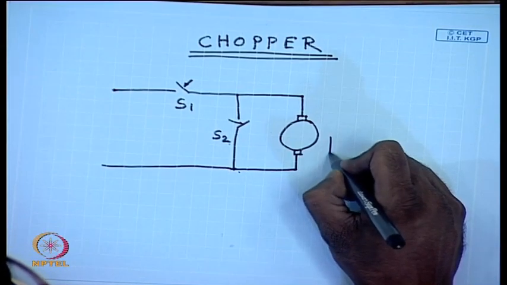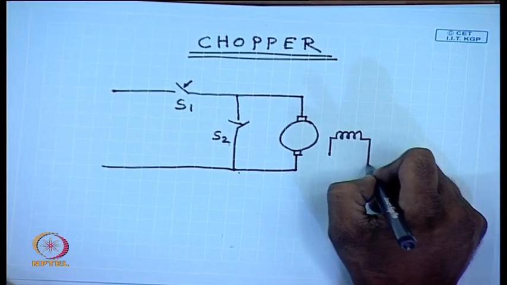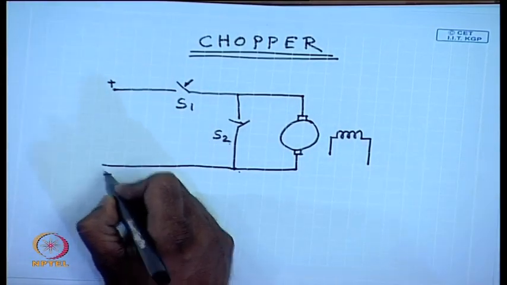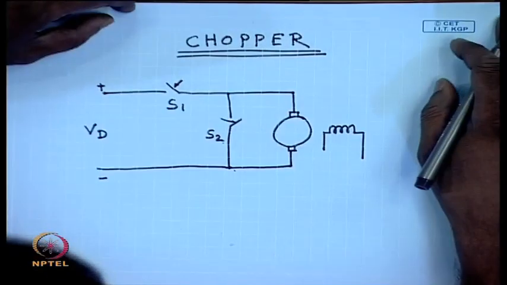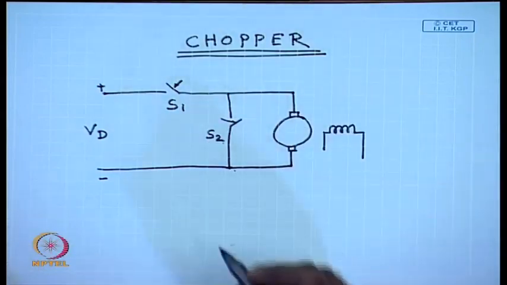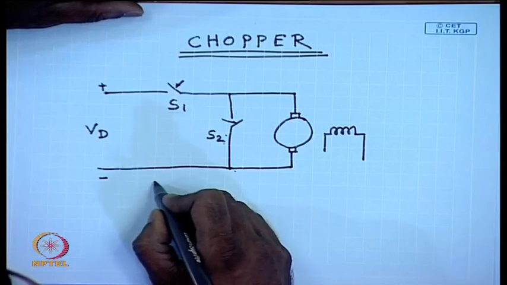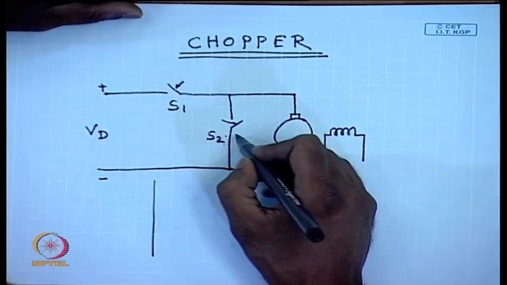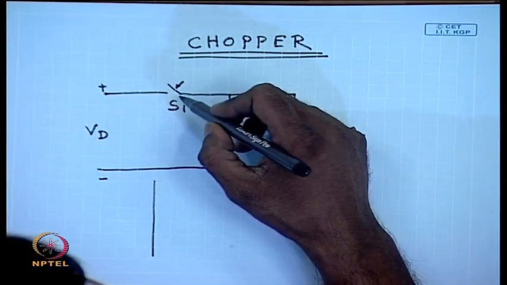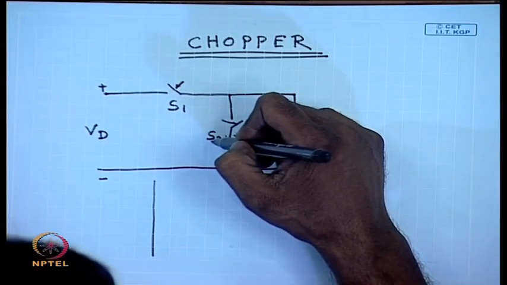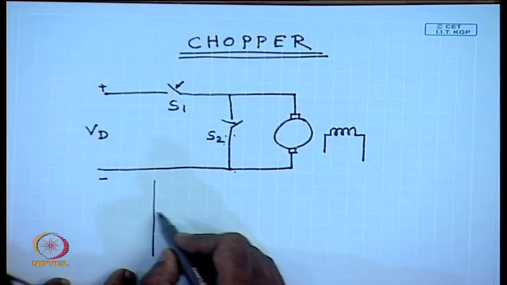The field is normally separately excited. So, let us say this is the input DC voltage. The turn on and turn off of these two switches are complementary, that is, when S1 is on, S2 is off, when S2 is on, S1 is off. This is necessary, otherwise if S1 and S2 are simultaneously on, then there will be a short circuit across the DC supply which must be avoided.